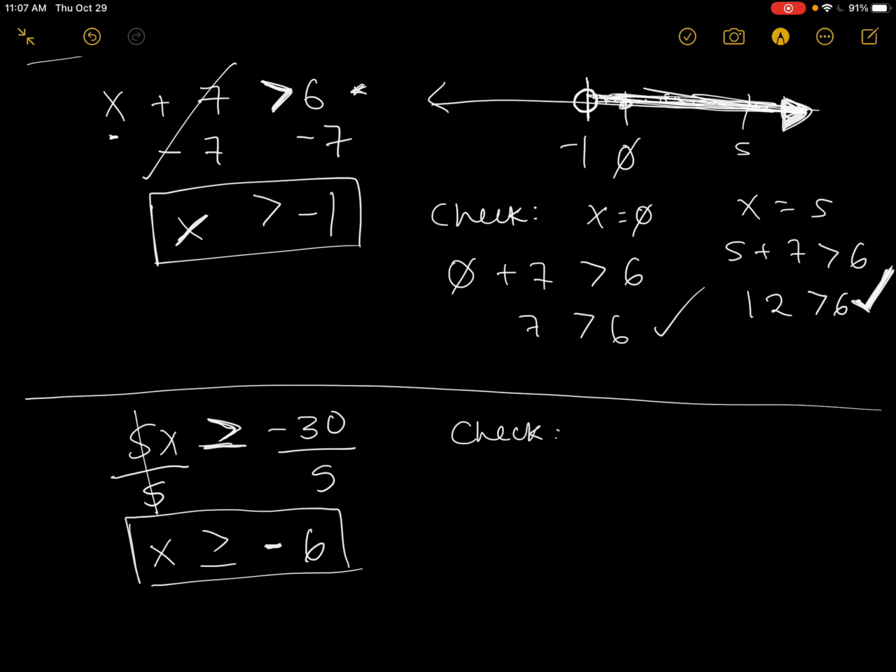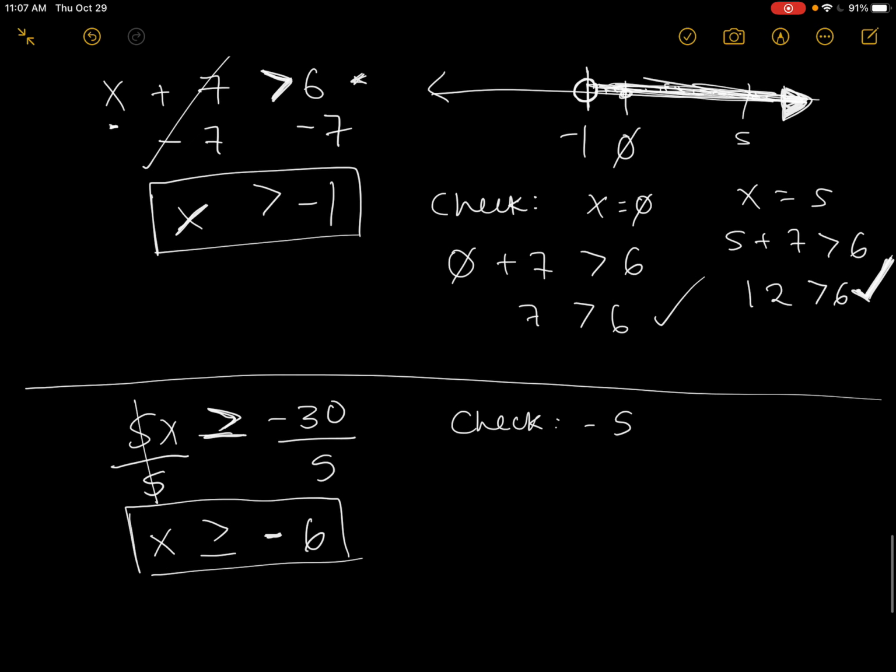And we can check this if you want. What's a number greater than negative 6? Negative 5. Let's check that. 5 times negative 5 is negative 25. Is negative 25 less than negative 30? Yes, it is. You have to remember, I know it's tricky with negatives, but I'm less in debt if I only owe somebody $25 versus $30. So negative 25 is bigger than negative 30.